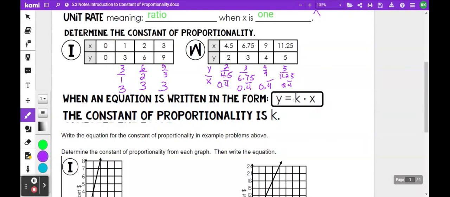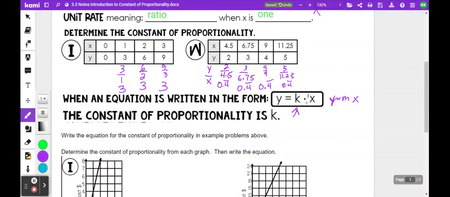Equations are written in the form y equals kx, where y is that same y here, x is here, and then the k is whatever you get for your constant of proportionality. I don't know why they use the letter k. In 8th grade, it looks like y equals mx. I don't know why they have two different letters, but we do have two different letters. K is what we use in 7th grade.